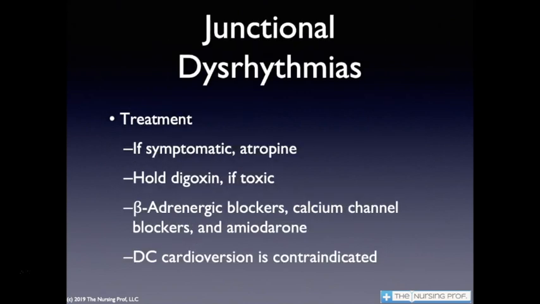So our treatment is going to be, if it's symptomatic, we're going to give atropine. Obviously, we're going to hold DIG if the patient's on digoxin. And we may have to give something like a beta-adrenergic blocker or calcium channel blockers, amiodarone, in order to prevent further dysrhythmias.